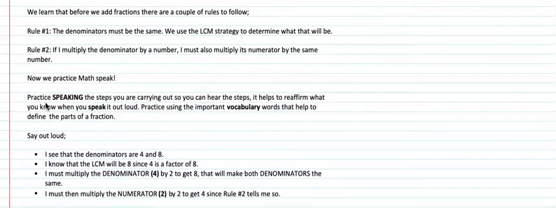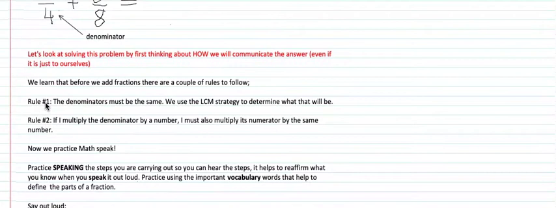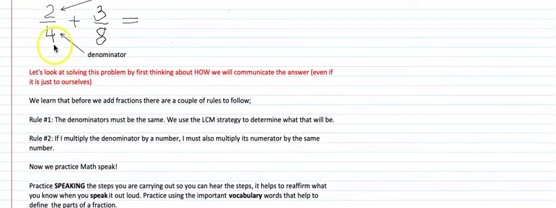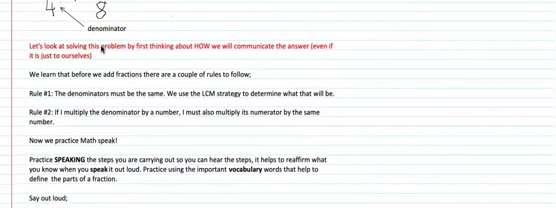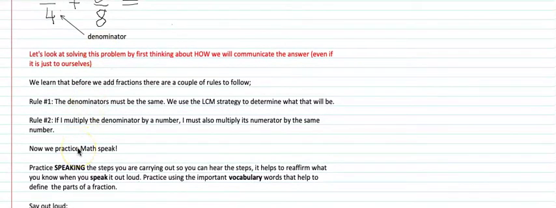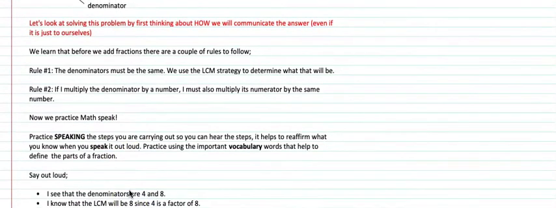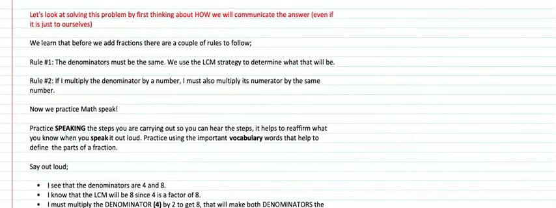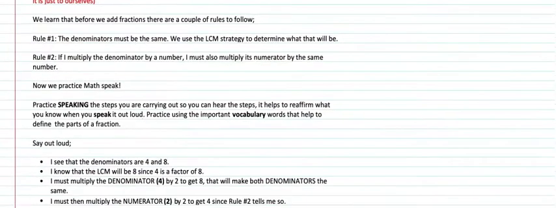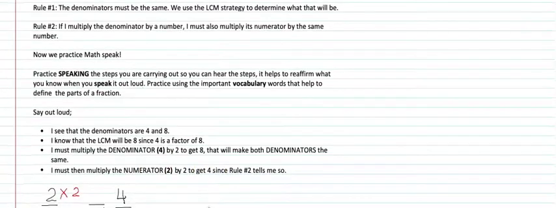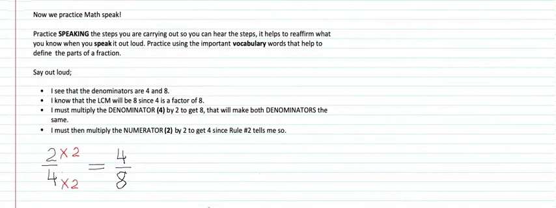Say out loud, I see that the denominators are 4 and 8. I know that the LCM will be 8 since 4 is a factor of 8. I must multiply the denominator 4 by 2 to get 8. That will make both denominators the same. I must then multiply the numerator 2 by 2 to get 4, since rule number 2 tells me so.